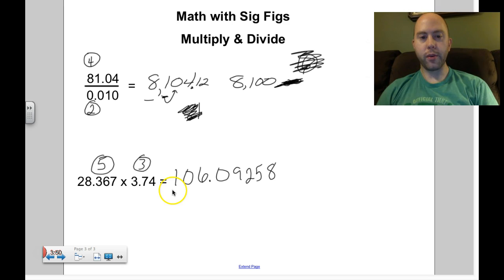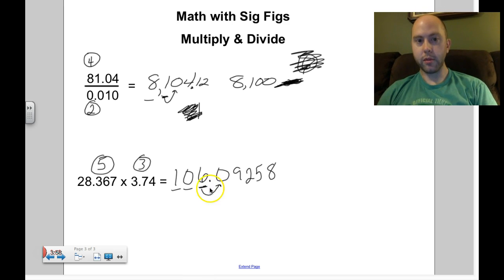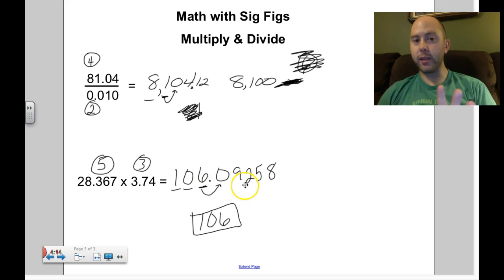So again, count over 3. 1, 2, 3. So here's where I'm going to stop. Look at the number next to the 6. It's a 0. So that tells me keep the 6 a 6. So my answer is 106. And I make sure, is that 3 sig figs? Yes, that is 3 sig figs. Don't make all those other numbers zeros, because since they're after the decimal, they'll make way too many sig figs.